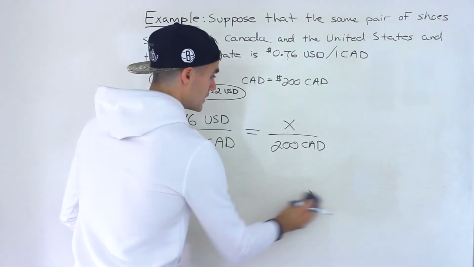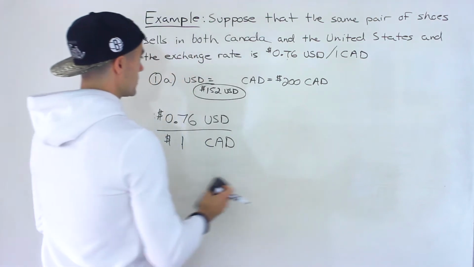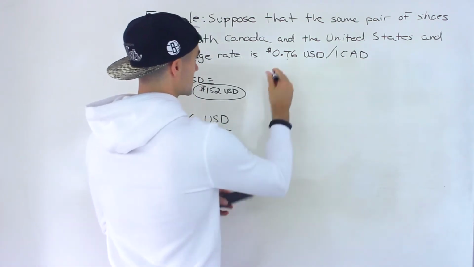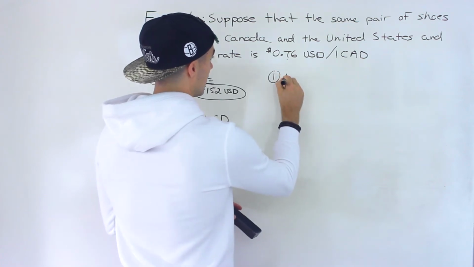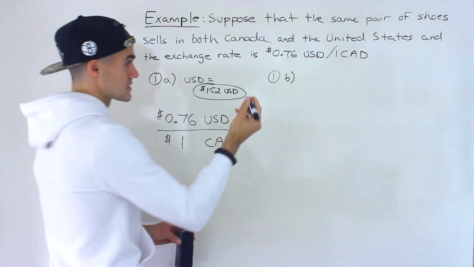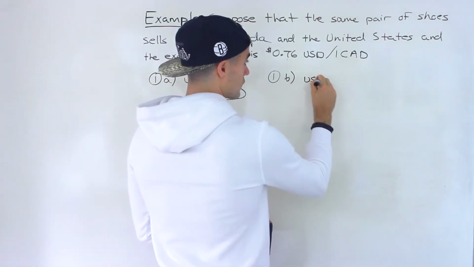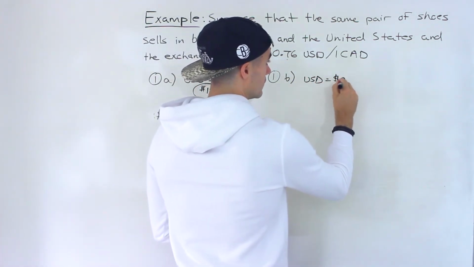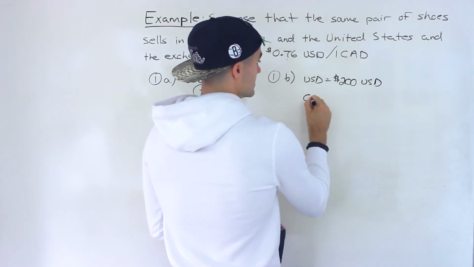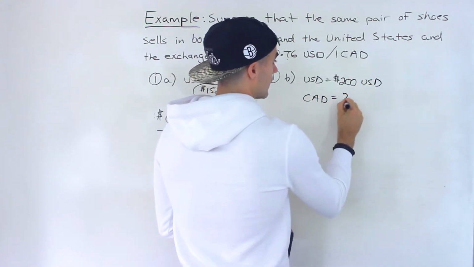Now, what about 1B? Notice in 1B, what's happening is we're given the USD price. The USD price we're given as 200 USD, and we're asked to solve for the Canadian price.